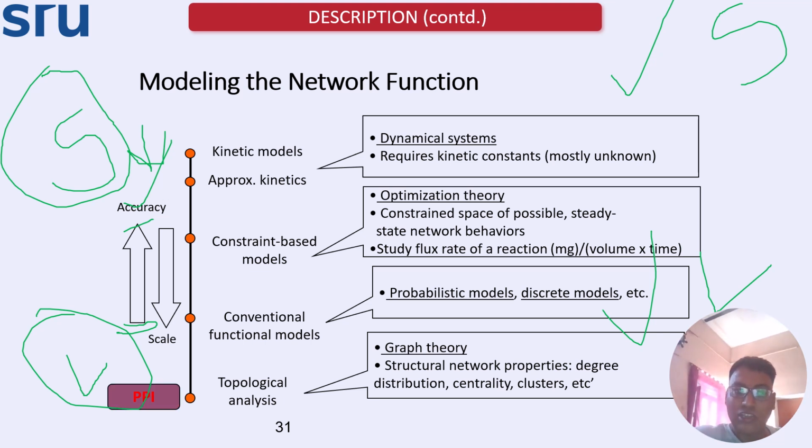I'm trying to consider every single parameter here. So kinetic models, approximate kinetics, constraint-based models, conventional functional models, and topological analysis. This is a strategy which I'm completely working out to make the part properly, going from a smaller number of enzymes to a large number of enzymes.